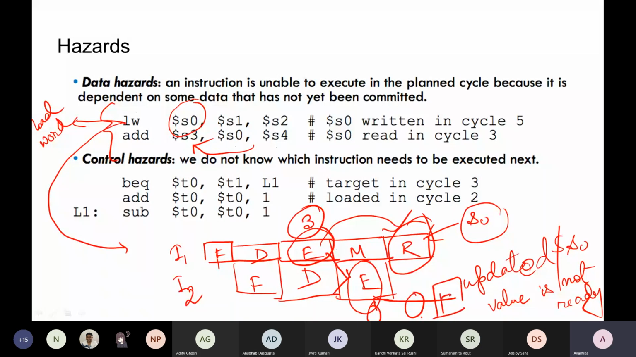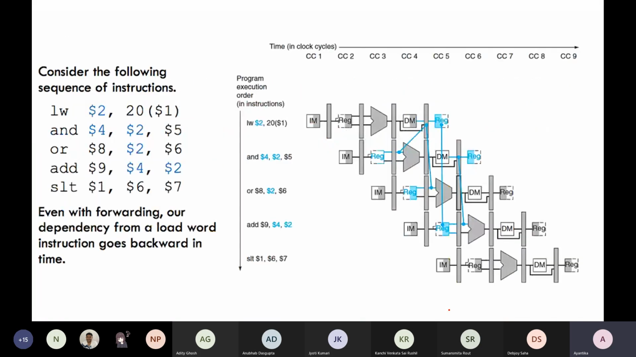Okay. Now you can understand these are the two solutions, forwarding and stalling. You can see here with this example, if you do it on your own, you will get a better understanding. This data is required here for this execution, but you are supposed to get the final data in this step. So there is a forwarded path.